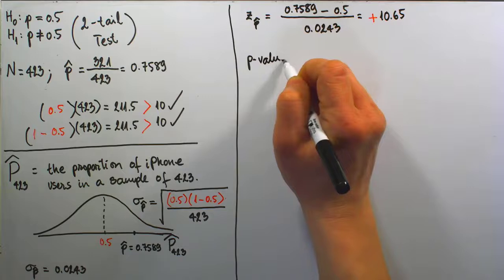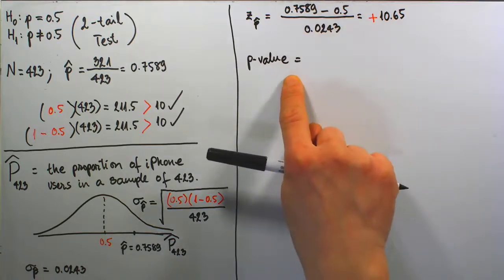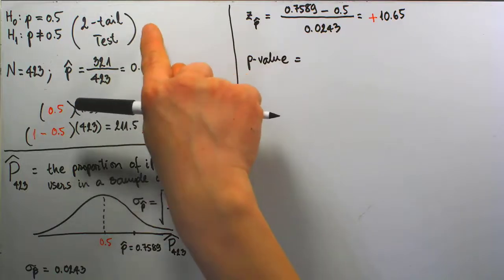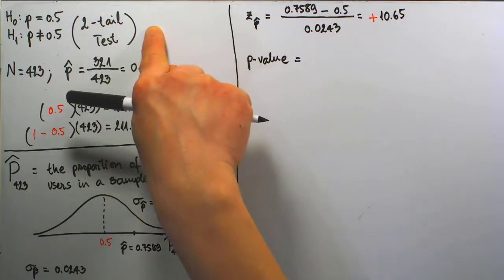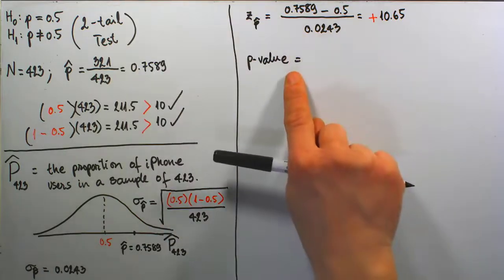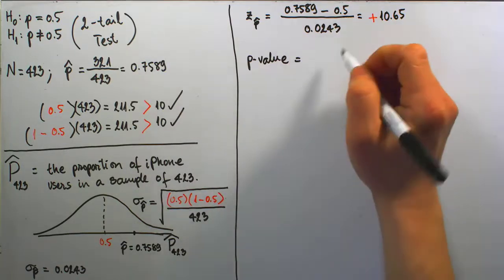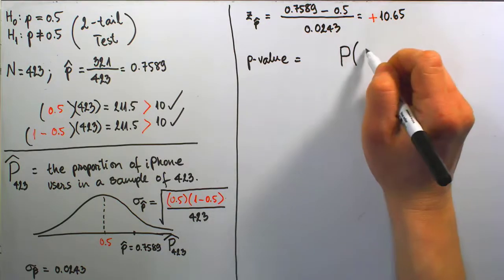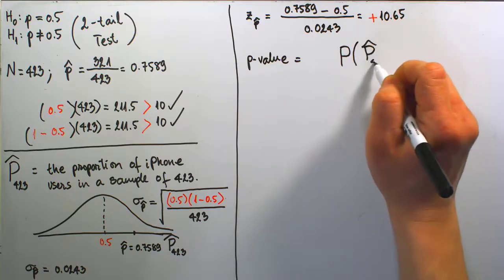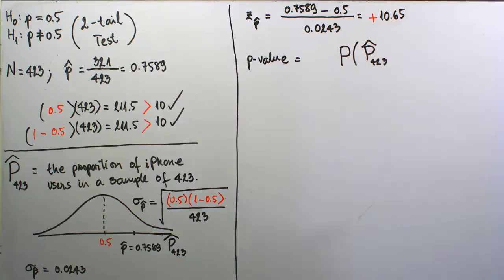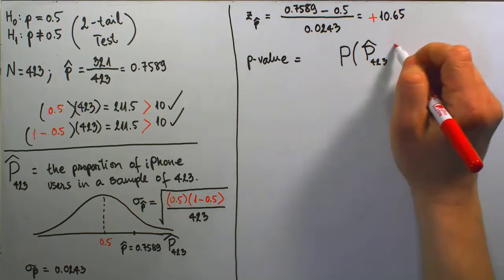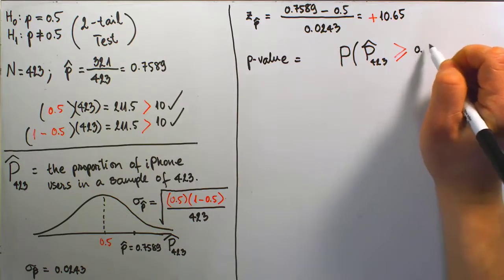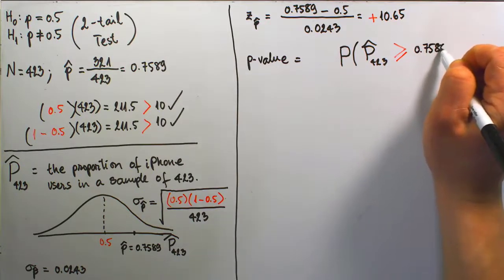In the p-value calculation, it is important to understand how to set it up when we are doing a two-tail test. So now this is a two-tail test. It's neither a left tail nor a right tail test. So here's how we can set up the p-value calculation. We are going to find the probability that we can find a sample proportion at size 423 that is greater than or equal to the sample proportion 0.7589.